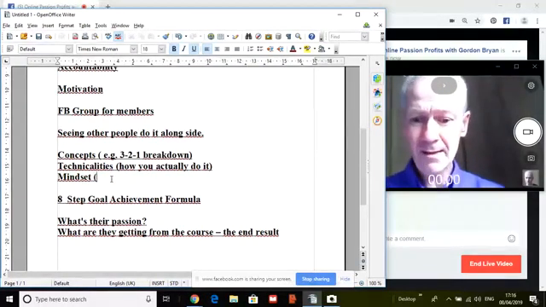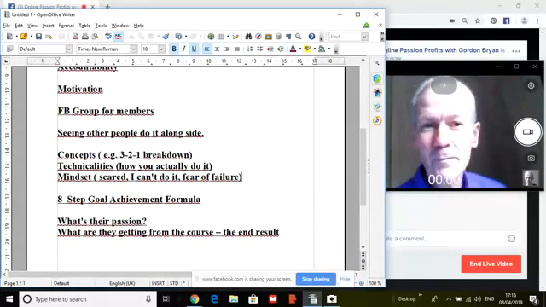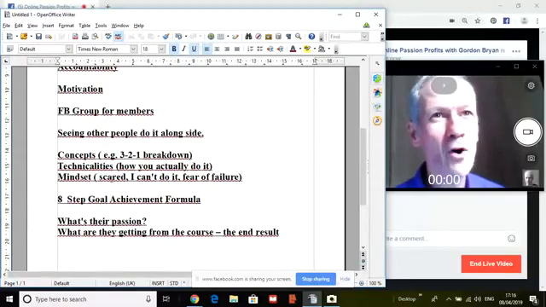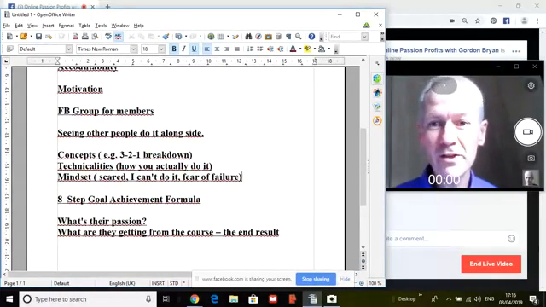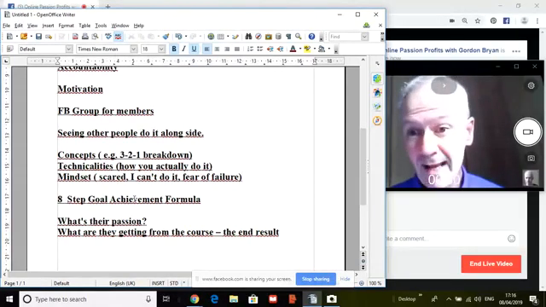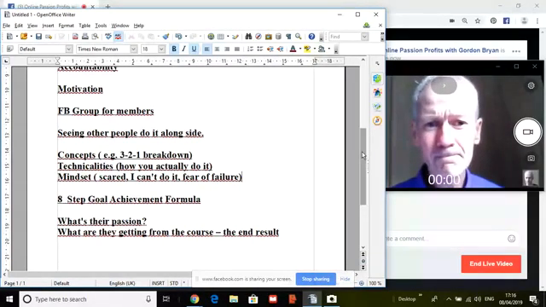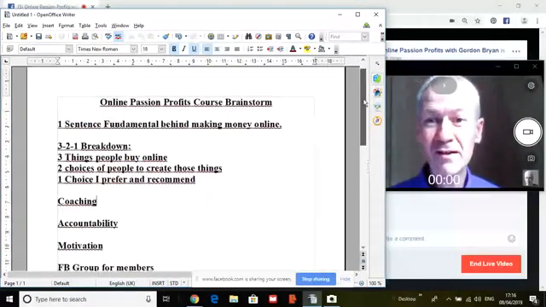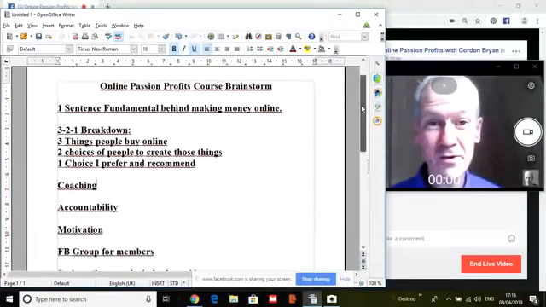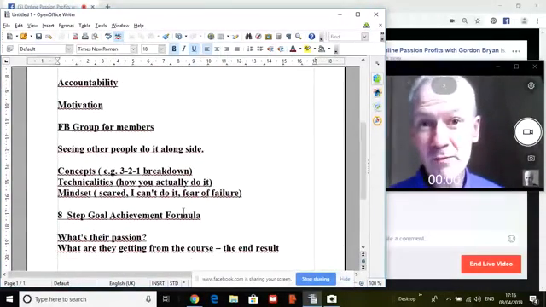This comes into the mindset. Scared, I can't do it. Fear of failure. I can't do it. If I try it, it's going to go wrong. So why don't I just not bother? That is a major mindset problem that I'll be going over in the course, including my 8-step goal achievement formula. Because as you go through the course and get in a position where you're turning your passion into profit online, you will be following the 8-step goal achievement formula.